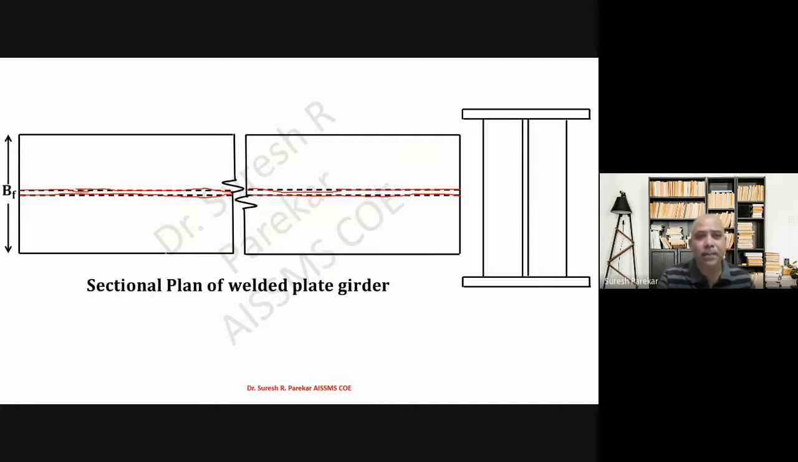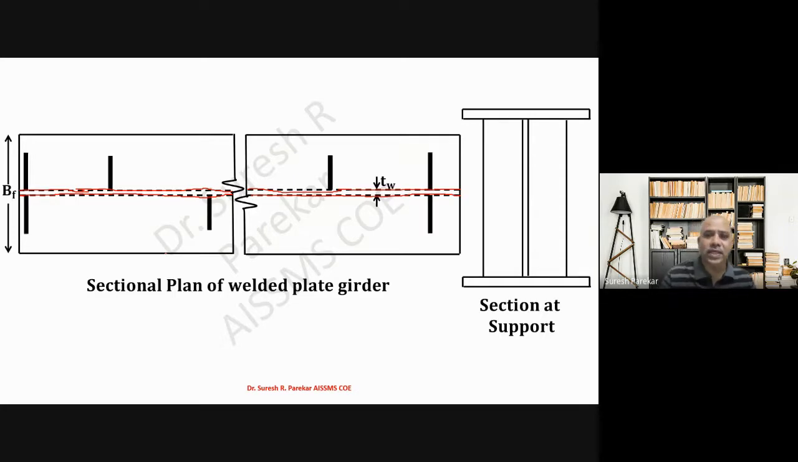Then we have BF. This will be total width of plate girder. Then we have thickness of web. Then section at support we have. So these are your end bearing stiffeners. Then we have these as vertical stiffeners or intermediate stiffeners or transverse stiffeners. And then this will be at support. So this will be outstand of end bearing stiffener.